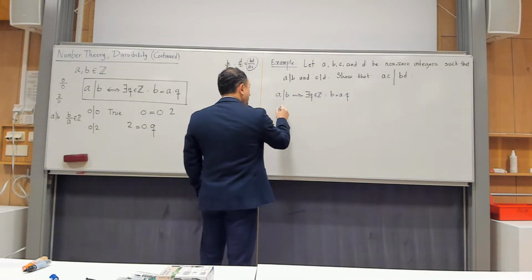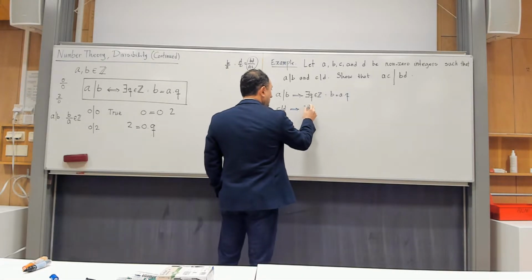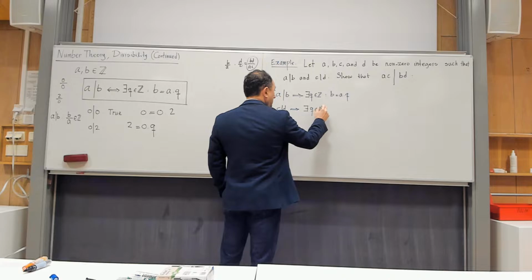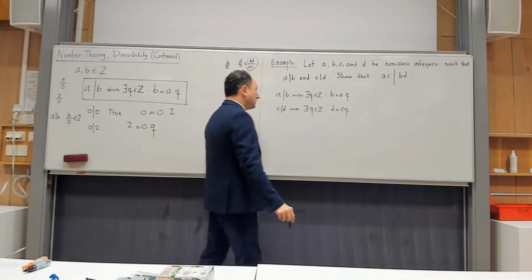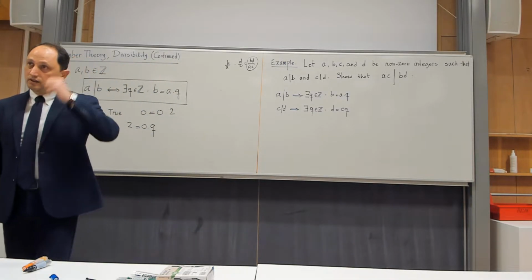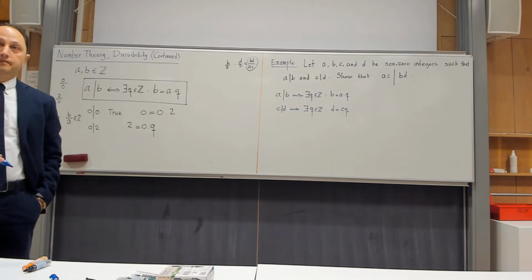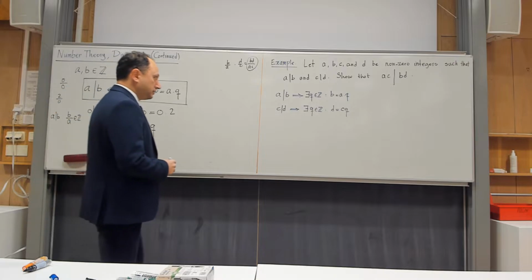And then when you tell me that C also divides D, what can I conclude? I can conclude there exists a Q in Z such that D is equal to CQ. Is that understandable? But there is a small flaw in the second line. What is that? This is something standard in algebra.